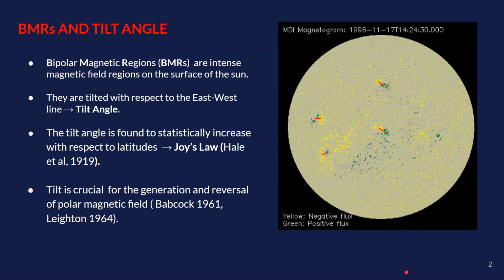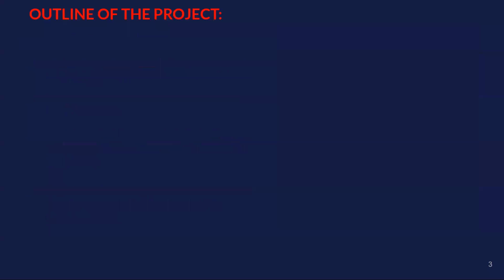The tilt angle is found to systematically increase as latitude increases. This is the famous Joy's law. Systematic tilt of BMRs is very crucial in the Babcock-Leighton process, which explains the generation of polar field in the sun and polarity reversal in the solar magnetic cycle.